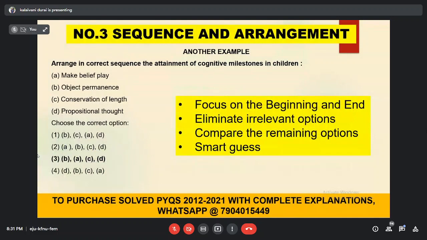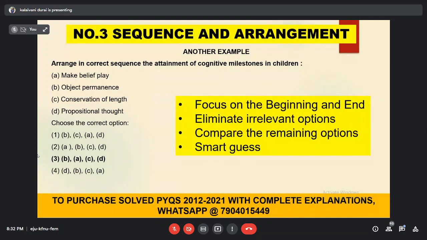Okay, let us see. Like I told you earlier, in a few questions the beginning and end will both be the same. See here, in code number 1 and code number 3, option B is the beginning option and option D is the ending option. I don't use this technique in many questions. Only if you don't know, use this technique.